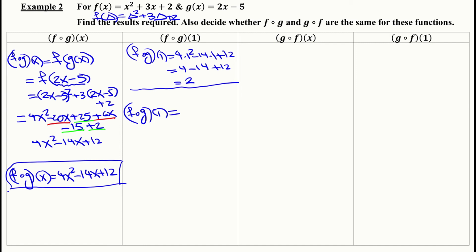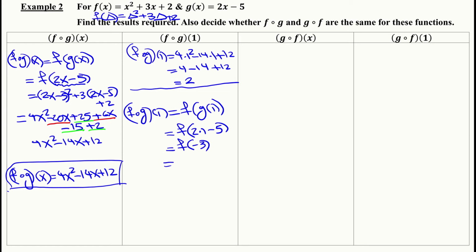So notice that just means f of g of 1 by definition. So that means f of, let's go to g now and see what g of 1 is going to be. Remember, you're going to plug in 1, so 2 times 1 minus 5. That's just g of 1, okay? So basically you get f of, that's 2 minus 5, so it's negative 3.